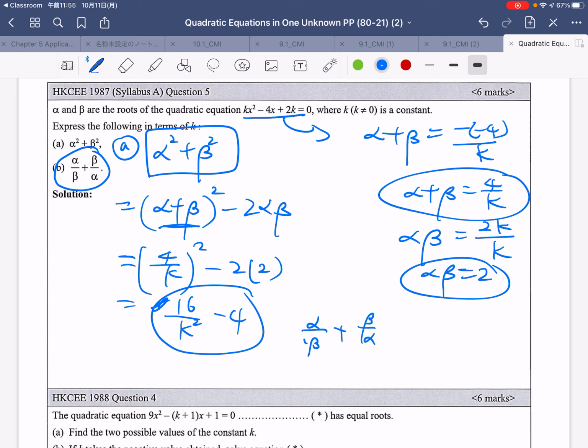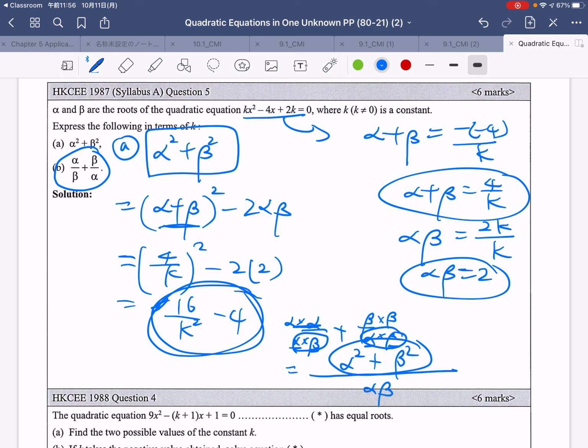And then for B, alpha over beta plus beta over alpha. You need to make the denominators the same, which means finding a common denominator (通分母). So this beta you multiply by alpha, and this alpha you multiply by beta. So you have the common denominator alpha beta, and the numerator is alpha squared plus beta squared. And this one you have calculated in part A, so you can use it directly.